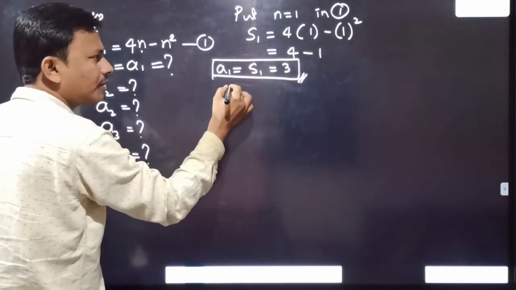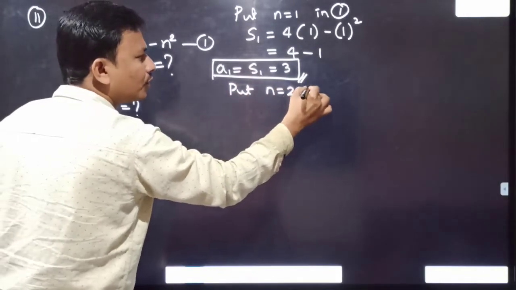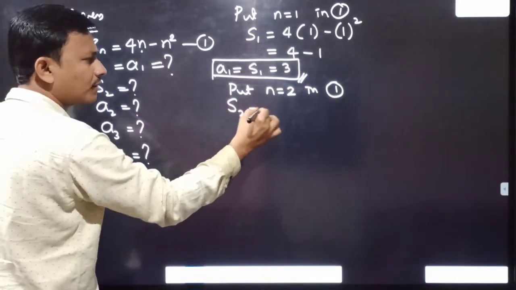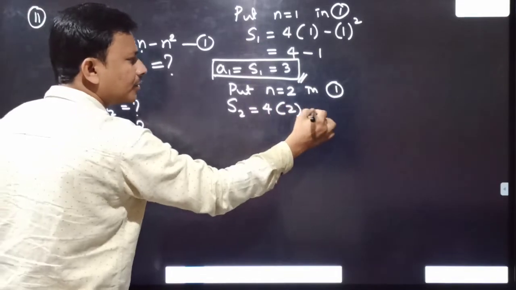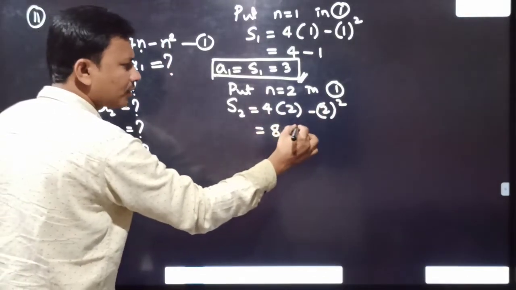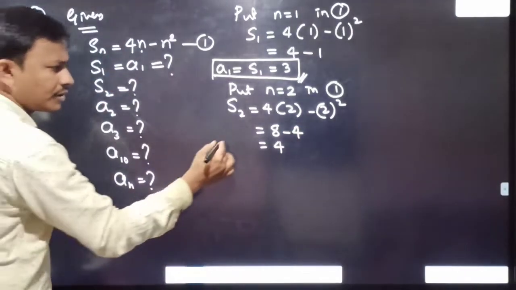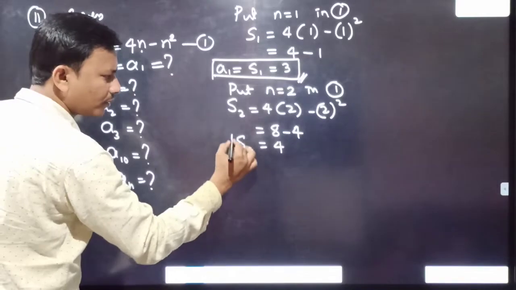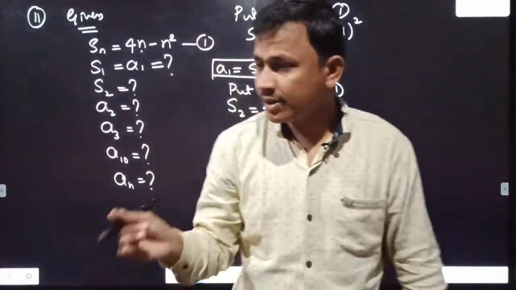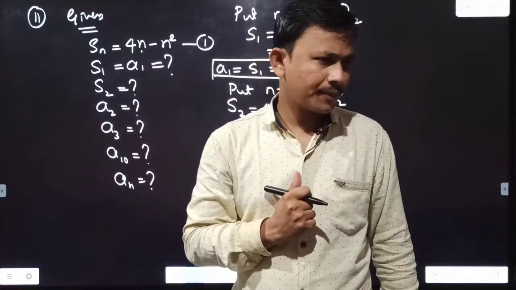Next, what you need to find out? Put n is equal to 2 in equation number 1. Then S2 is equal to 4 in bracket 2 minus 2 square. This is equal to 4 twos are 8, 2 square is 4. What is the answer? 4. S2 is equal to 4, the sum of two terms.